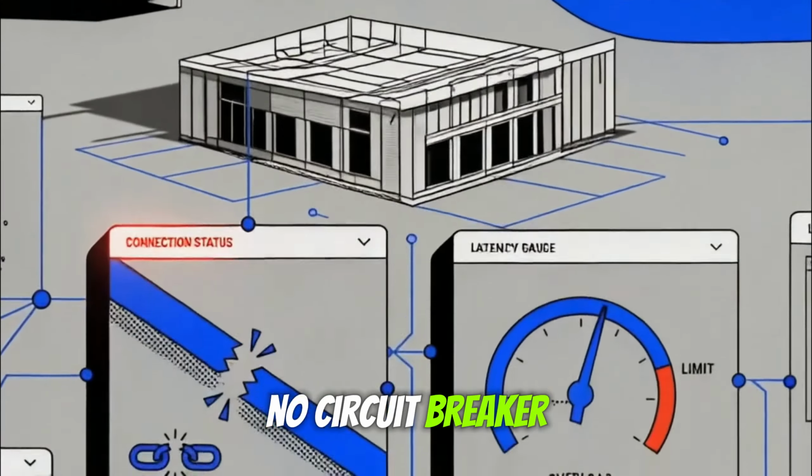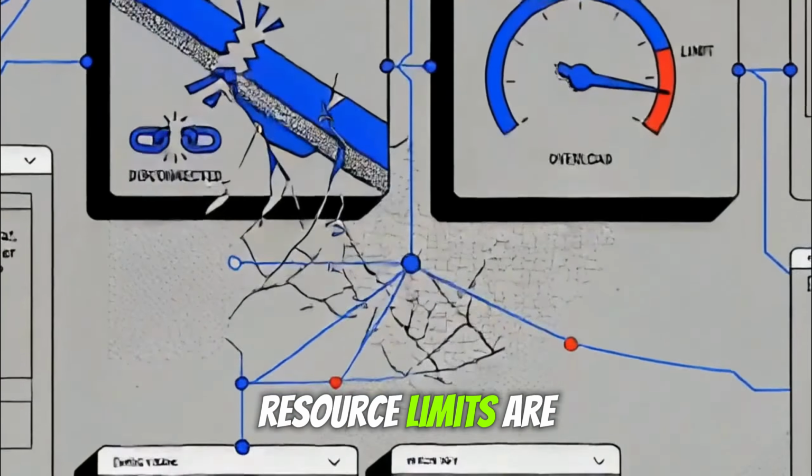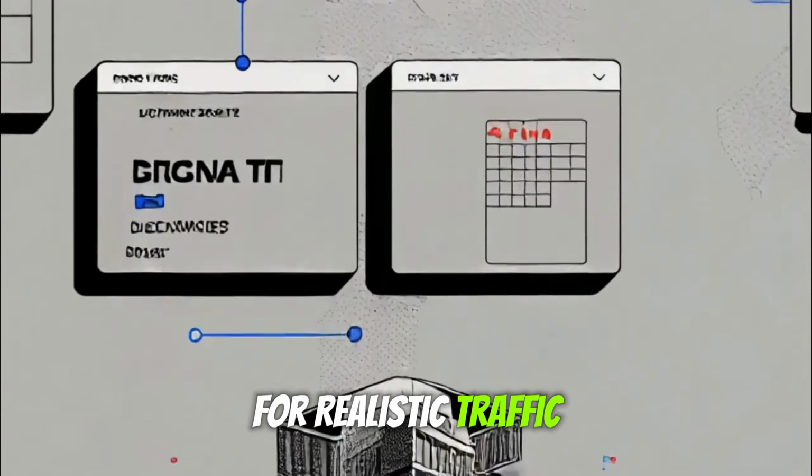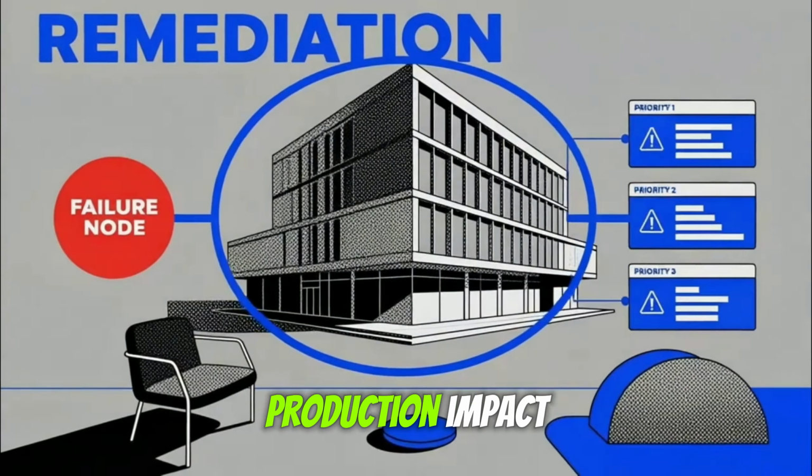No circuit breaker protecting service X from downstream latency. Service-wise resource limits are set too low for realistic traffic spikes. These become ranked engineering tasks, sorted by potential production impact.